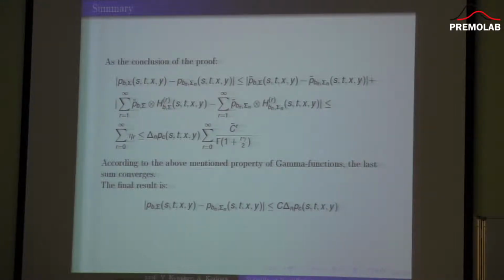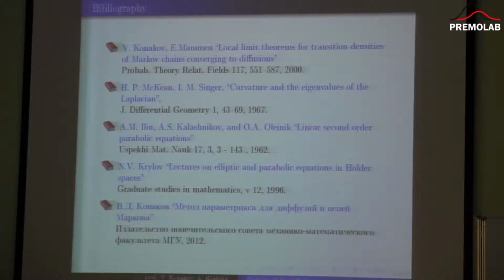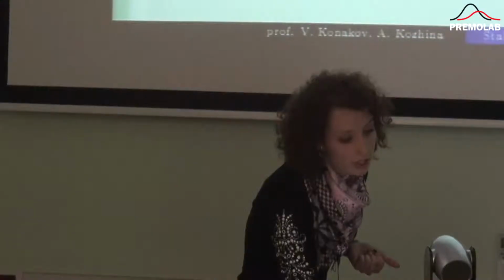the difference between transition densities of two diffusion processes, whose coefficients are close, is less than a constant times delta n and gamma Gaussian density. I'm sorry. Actually, that's all. What about literature? I've mentioned maybe everything except the last one, but the last one is unfortunately printed only in Russian. And thank you for your attention.